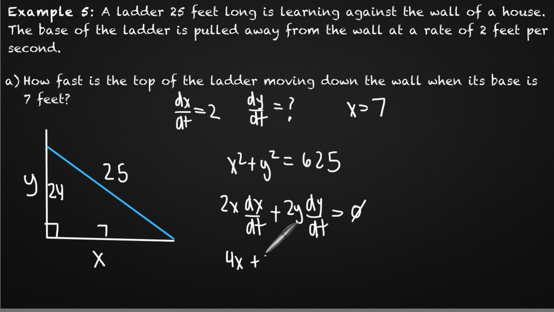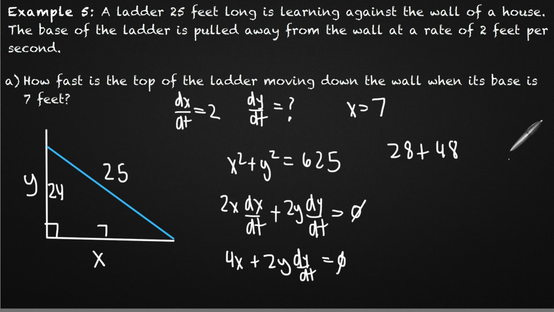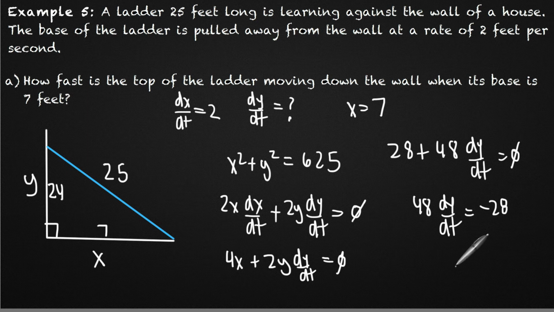So we can now go ahead and replace some of these letters. We can say x is 7, so that's going to be 28, plus 2 times y, that's going to be 48, because that's 24, dy dt equals 0. So we have 48 dy dt equals negative 28, and we're going to divide by 48.